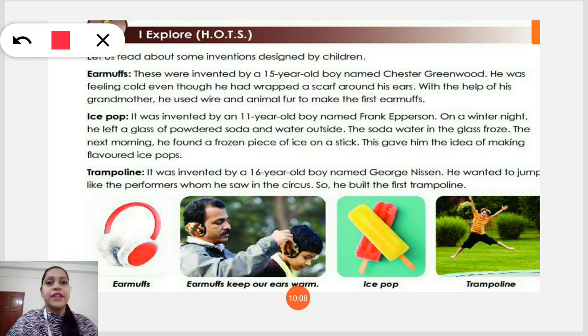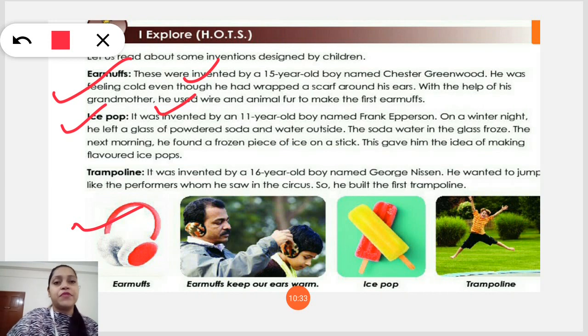First we have the invention of earmuffs. Earmuffs were invented by a 15-year-old boy named Chester Greenwood. He was feeling cold even though he had wrapped a scarf around his ears. In order to keep himself warm, he used wire and animal fur to make the first earmuffs, and thereby earmuffs were invented.